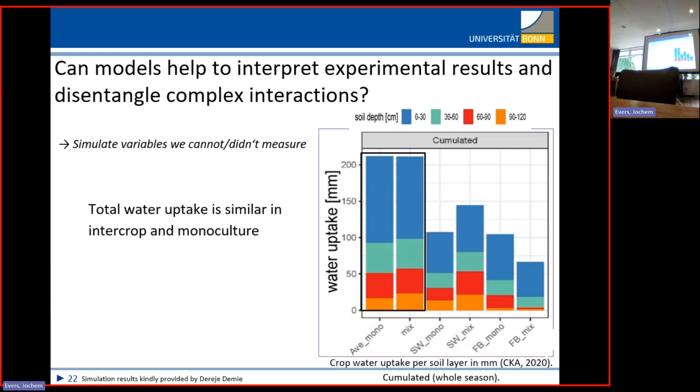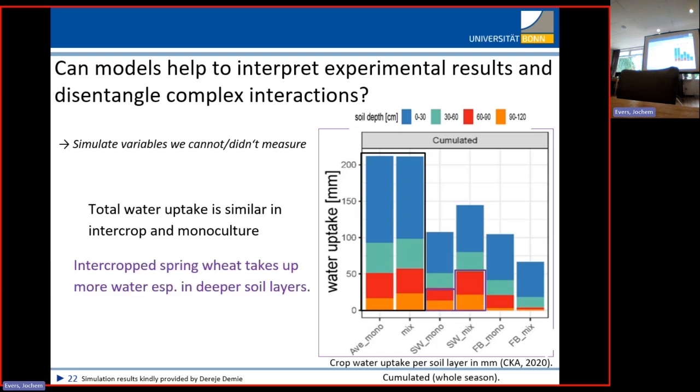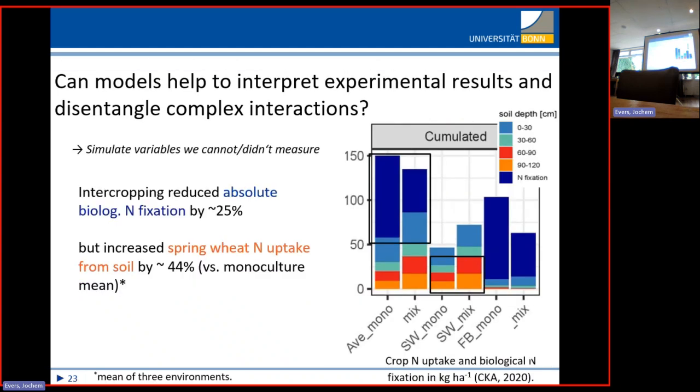Okay, so what you see here is that the overall uptake was not higher, but the spring wheat took up more water in the mixture as compared to when it grew in the monoculture. This happened especially in the deeper soil layers, 30 to 90 and 90 to 120. And this led, of course, to less water left over for the fava bean. So it's not the overall uptake, but the distribution or partitioning between the crops that makes a difference.